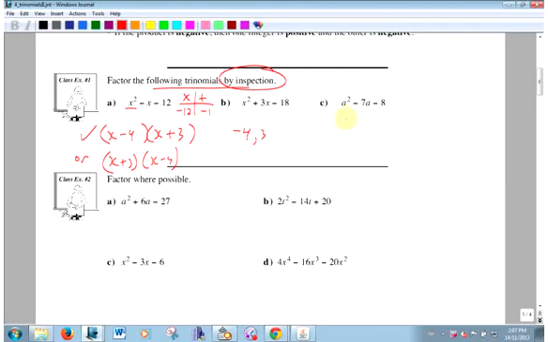Okay, let's go over to here, because it's A's. I don't know how to do A's. That's not fair.